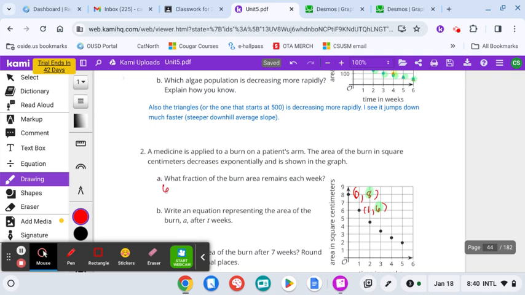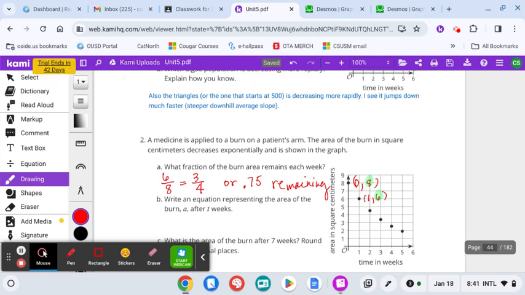So we would say 6 divided by 8 is 3/4, or you could also divide those on a calculator and get 0.75. This is how much is remaining each week. Write an equation that represents the area of the burn after t weeks. So remember that our equations always begin with the initial value 8 multiplied by the remaining factor, to the power of t, time.